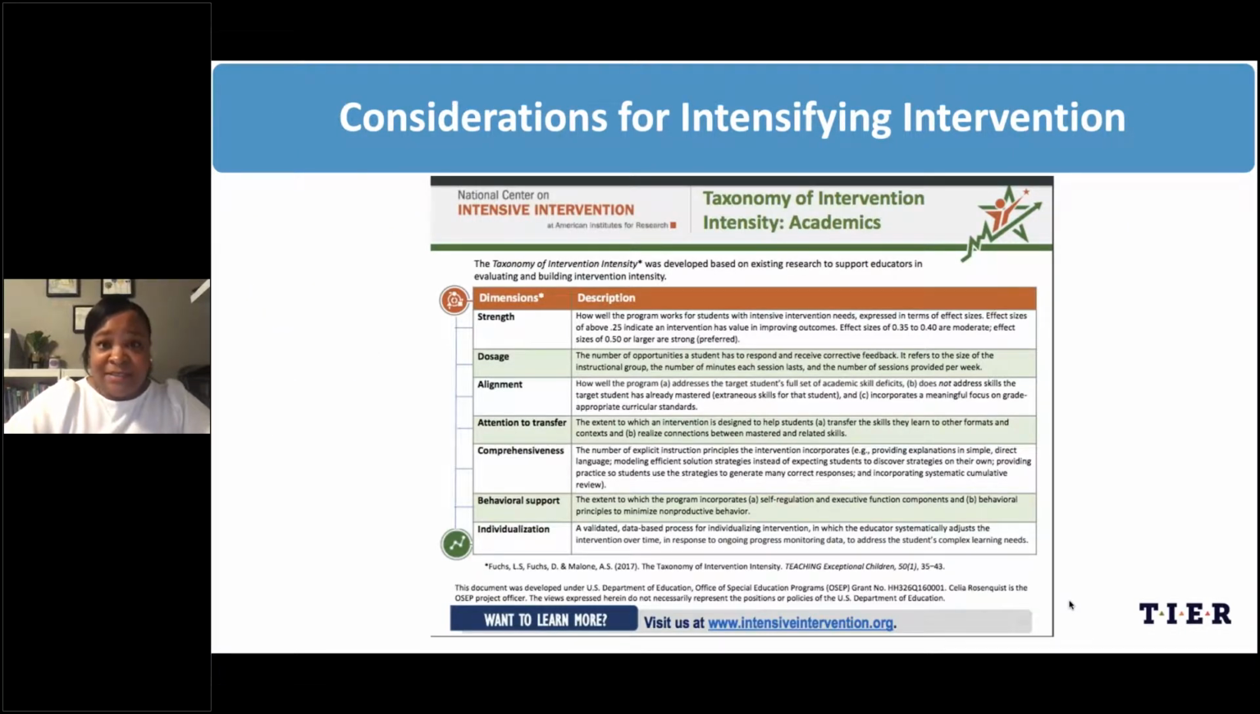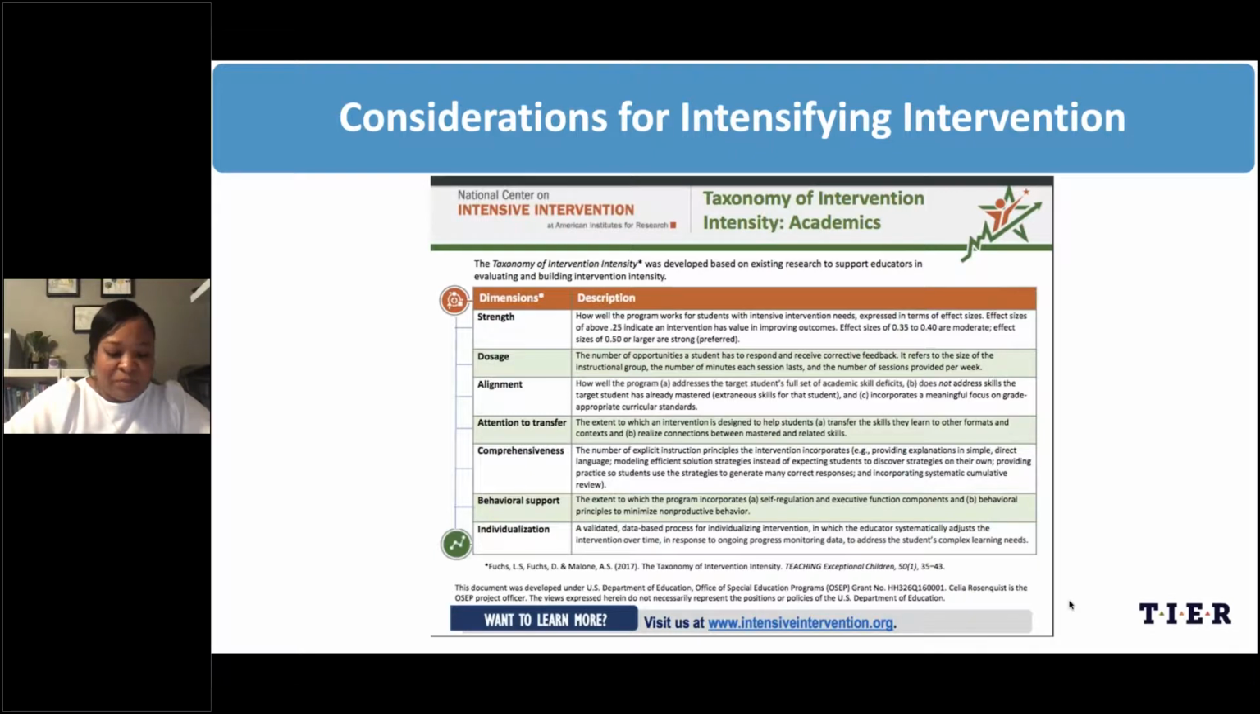If the answer is yes to all of those questions from the previous slide, consider intensifying the current intervention using the dimensions noted here in the taxonomy of intervention intensity. A PDF of this document can be found using one of the resources that are linked on the handout. The taxonomy of intervention was developed to support educators in evaluating and building intervention intensity, considering the dimensions of strength, dosage, alignment, attention to transfer, comprehensiveness, behavioral support, and individualization.